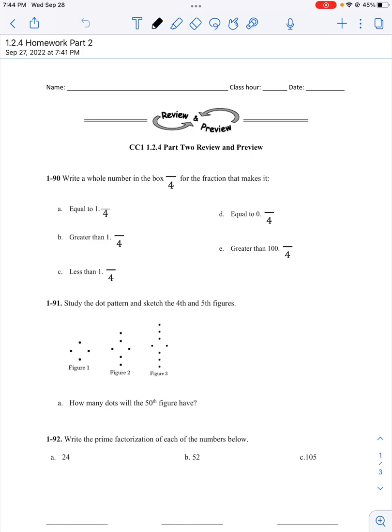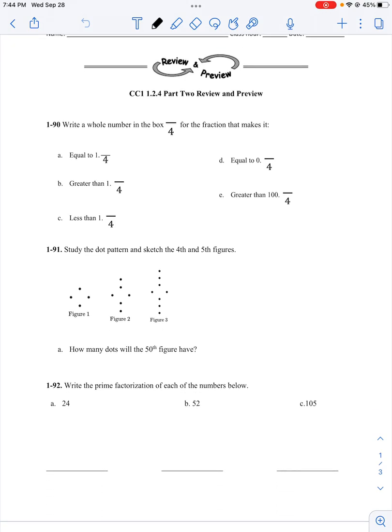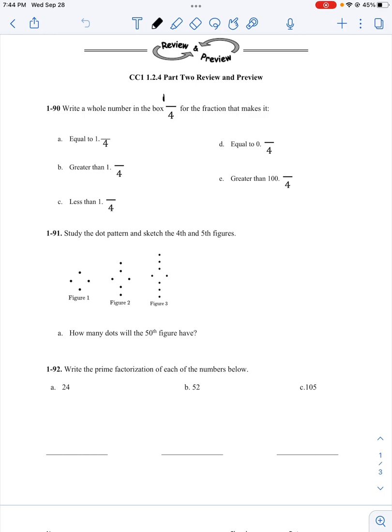Okay, today we're going over CC1 1.2.4, Part 2, Review and Preview. This is a continuation from Part 1. So problem 90 says to write a whole number in the box for the fraction that makes it equal to 1, greater than 1, less than 1, equal to 0, greater than 100. So what we mean by the box is we need a numerator for each of these fractions.